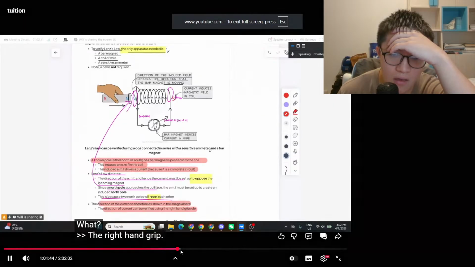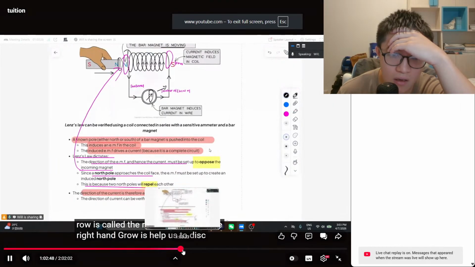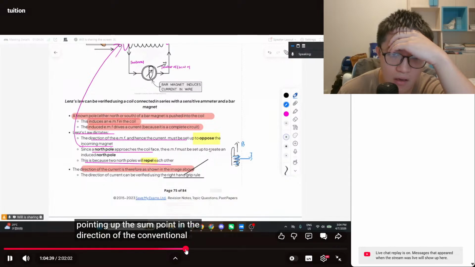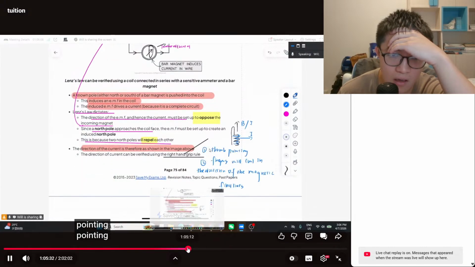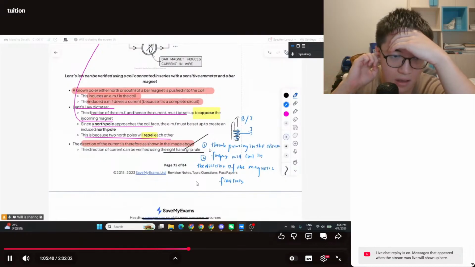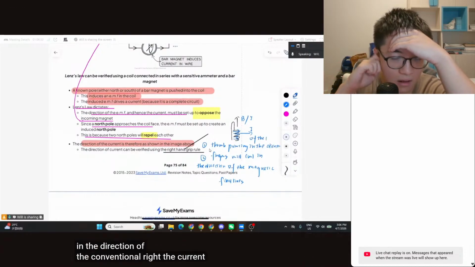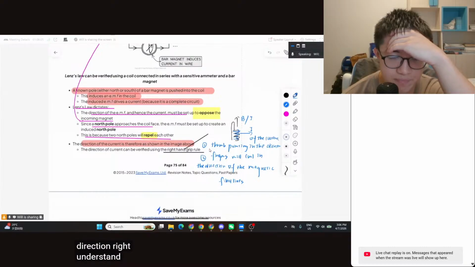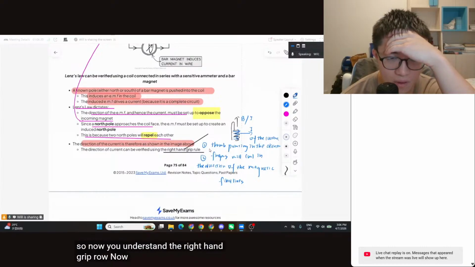The right hand grip rule helps us to distinguish the direction of the conventional current, with the thumb pointing in the direction of the conventional current direction. Understand that? So now you understand the right hand grip rule?